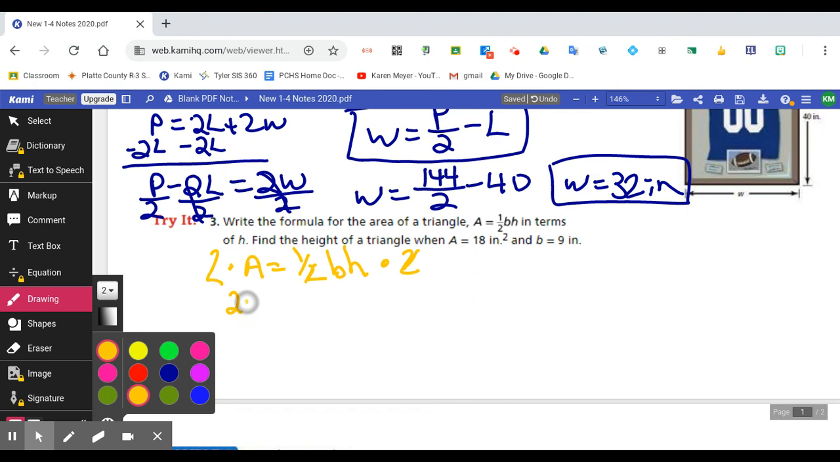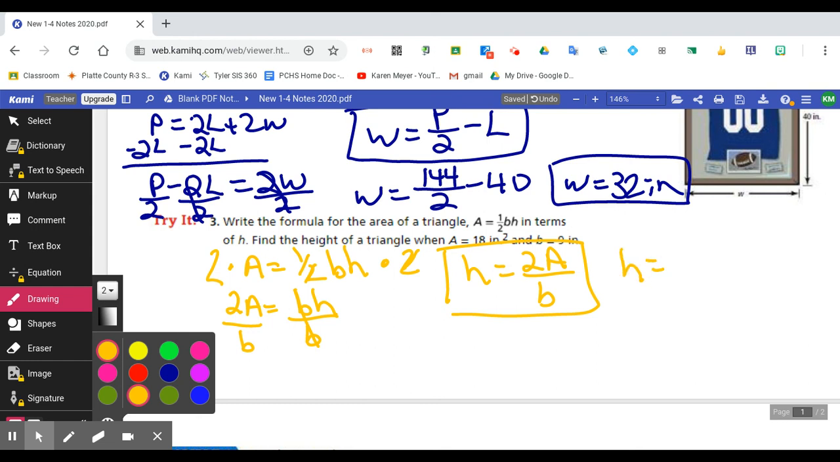So then I get 2a equals bh. And then to get h by itself, to get rid of the b, I have to divide it away. So I have the formula h equals 2a over b. So now you're just going to take your numbers and plug them in. And then when you work this out, you come up with the height to be 4 inches.